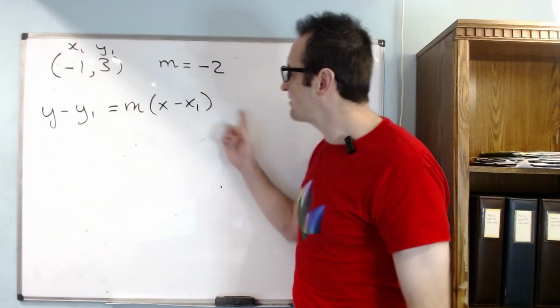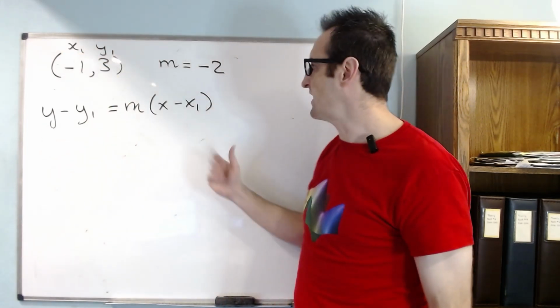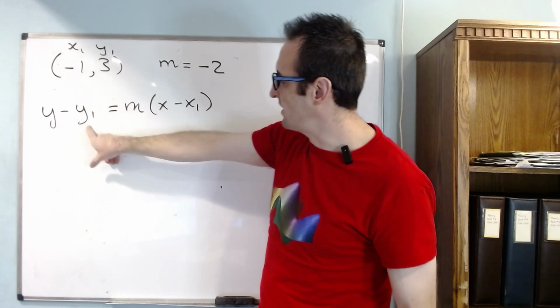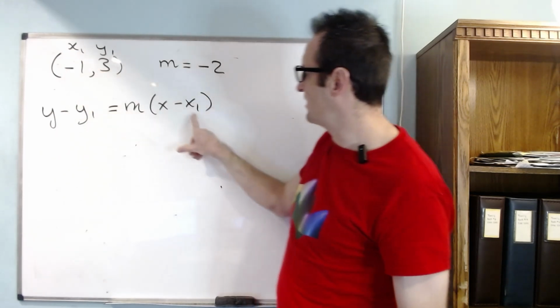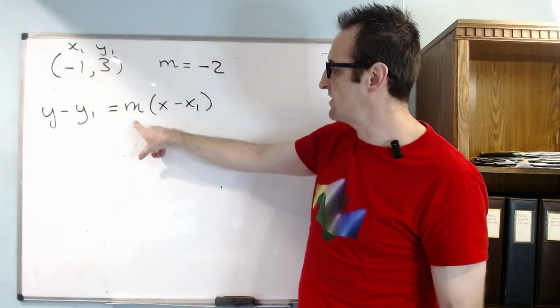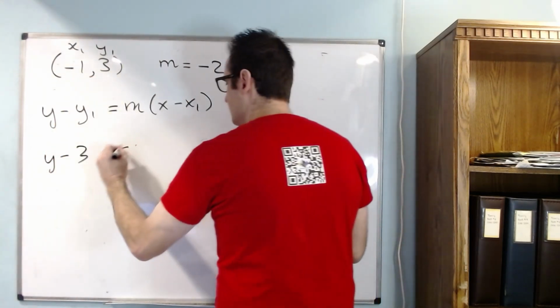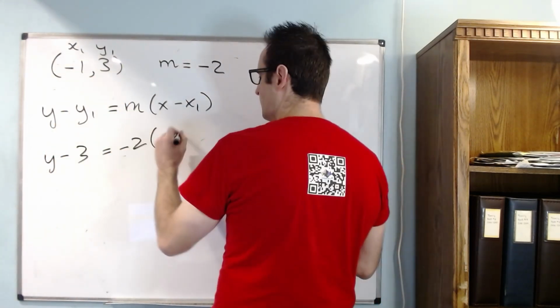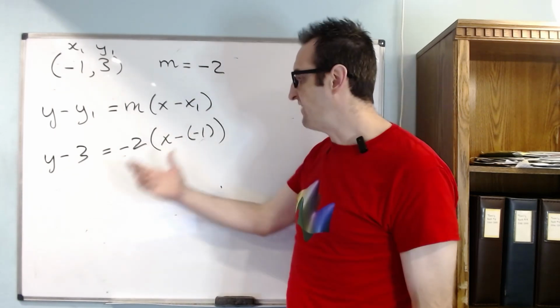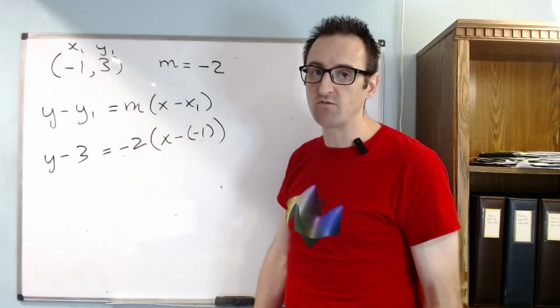What we want to do here is just simply plug in those values directly. So we plug y1, which is 3, in here, and x1, which is -1, into here, and m, which is -2, into there, which yields y minus 3 equals -2 times x minus -1. And this is technically a point-slope form for the equation of the line.